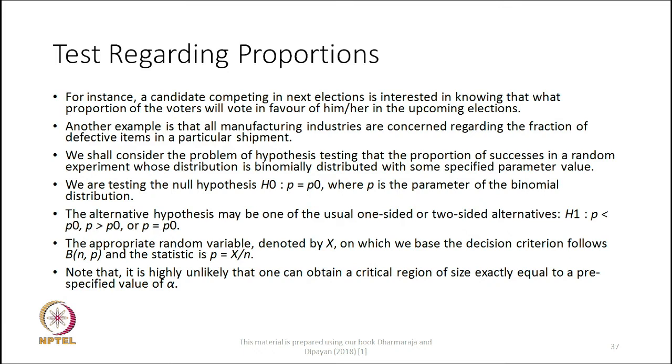Therefore, the appropriate random variable, denoted by capital X, follows a binomial distribution with parameters n comma p, and the statistic is p hat equal to X divided by n.